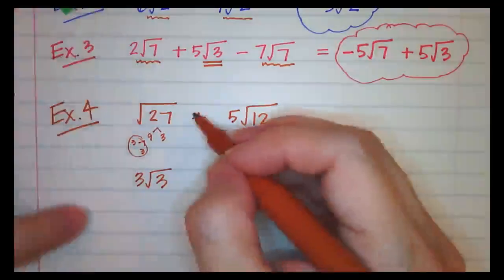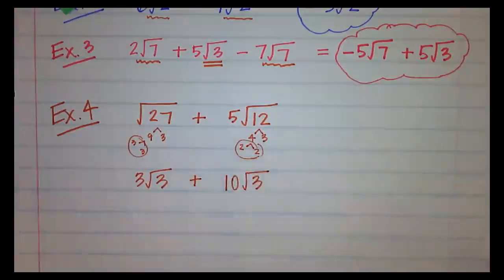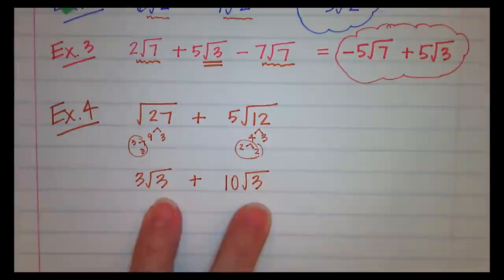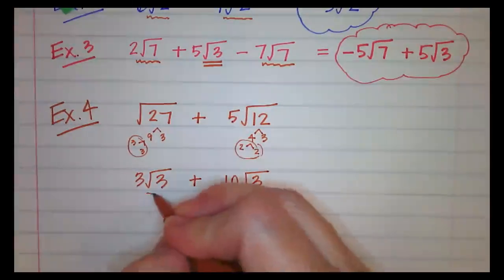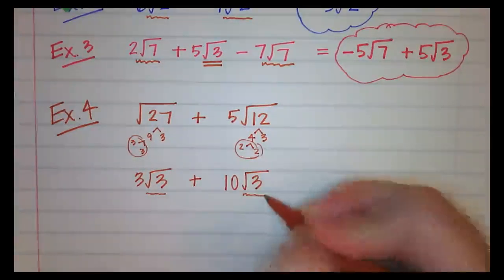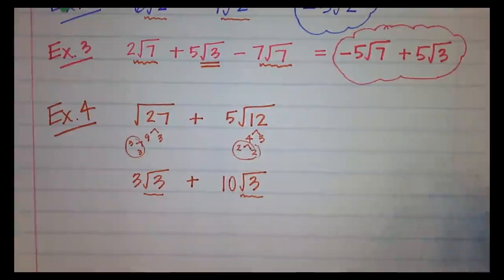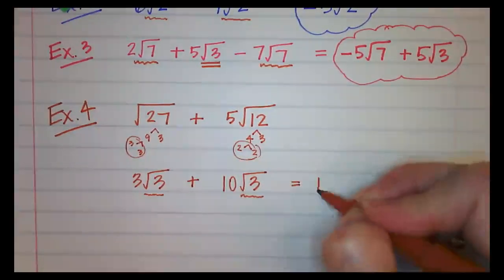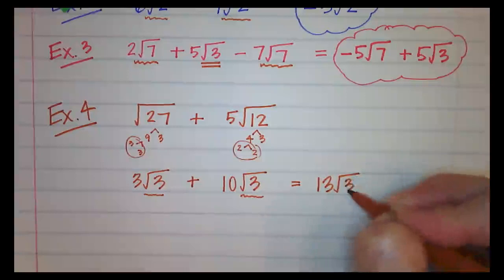And now I'm just going to bring this down, adding them together. So now I have like square roots. 3 square roots of 3 plus 10 square roots of 3 is going to equal 13 square roots of 3.